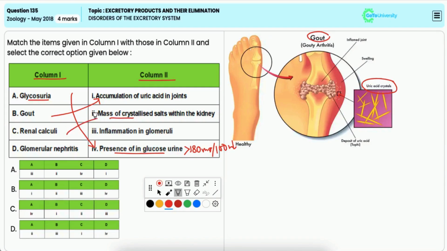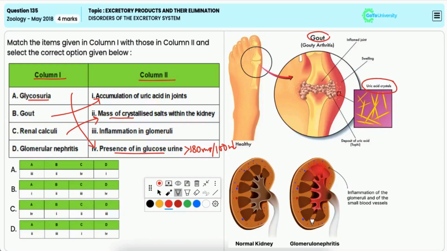And glomerular nephritis is the inflammatory condition of the glomerulus, which is characterized by proteinuria and hematuria. Thus, D matches with 3. Hence, the correct answer is option C.